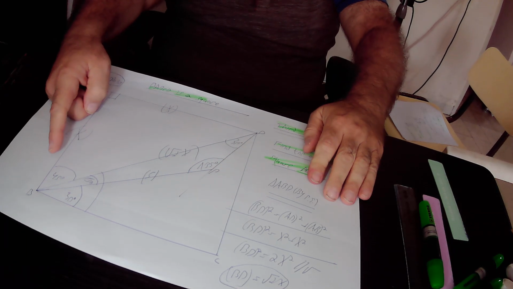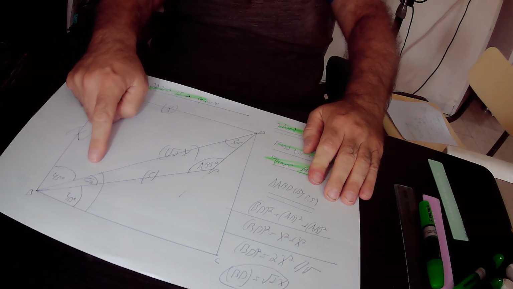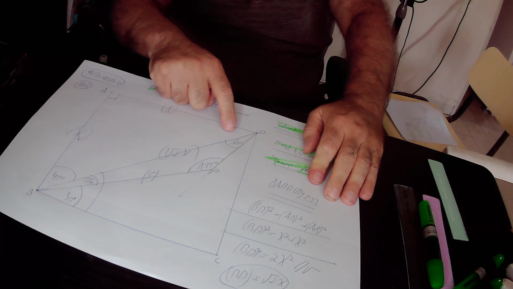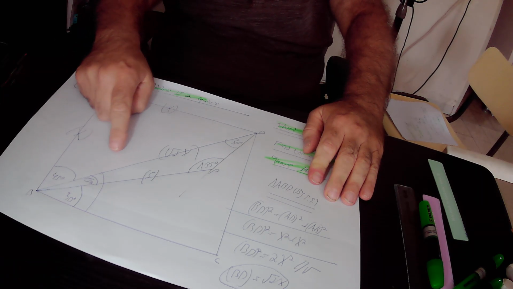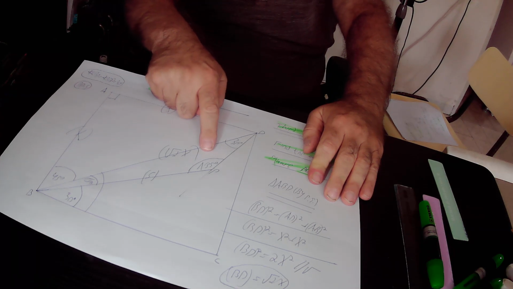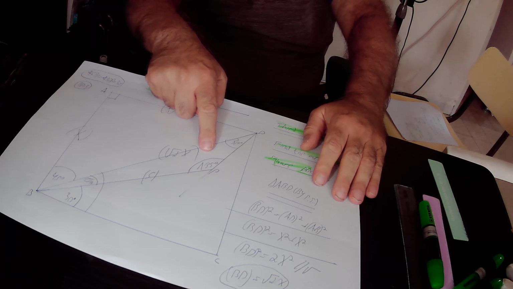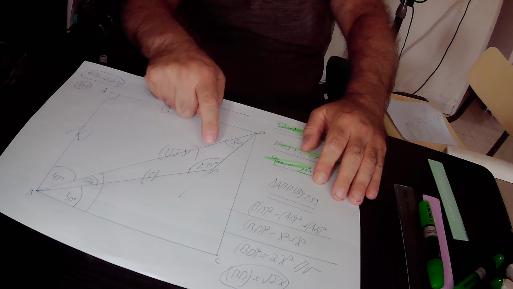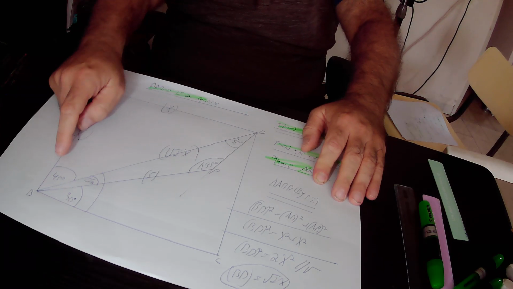In triangle BDP, 15 degrees plus 30 degrees is 45 degrees. Therefore, this furthest angle must be equal to 135 degrees in size, according to the sum rule: the sum of the angles in a triangle is equal to 180 degrees. So this is triangle DBP.